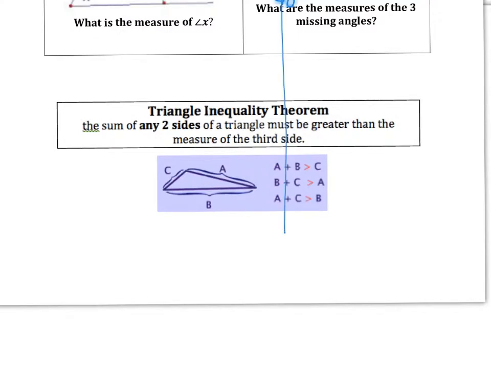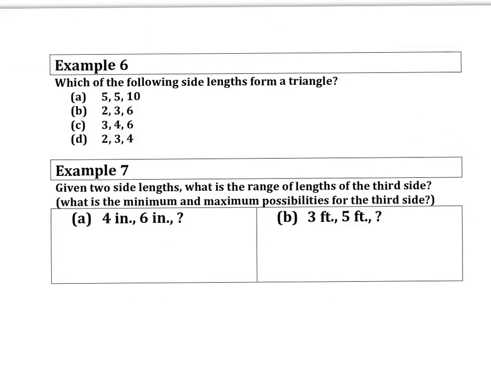So let's look at example 6. So we'll start with A. A cannot be a triangle because if I take the shorter two sides and add them, they actually equal 10. So that won't work, so it's not A. If I take B, 2 plus 3, the two shorter sides, that would be less than the third side, so that's not going to work. But if I take the two shorter sides in C, 3 plus 4, that is greater than the third side, 6, and so C would be a possible triangle.